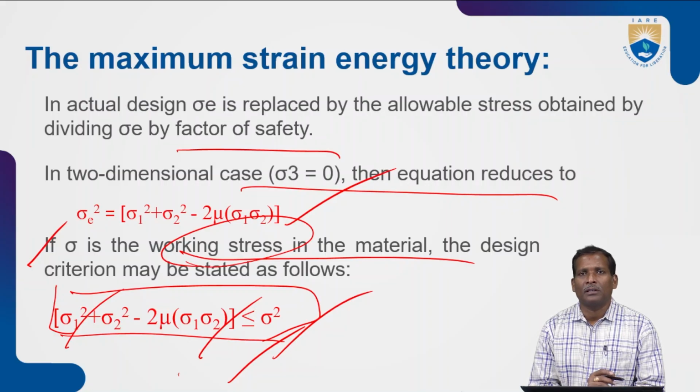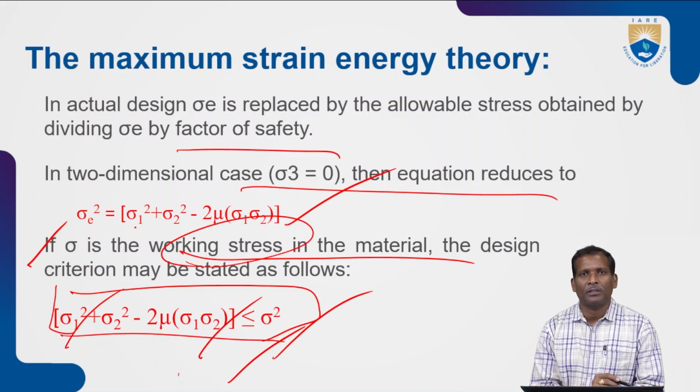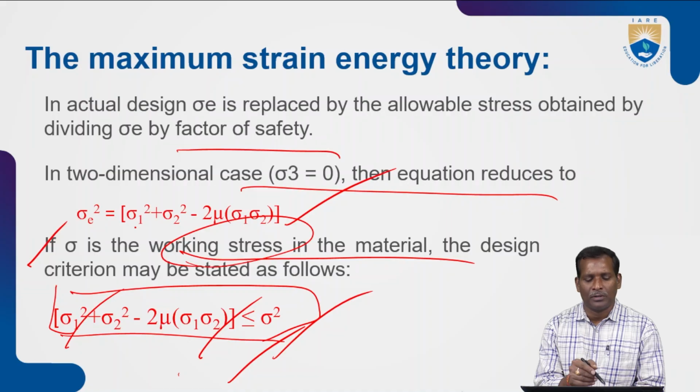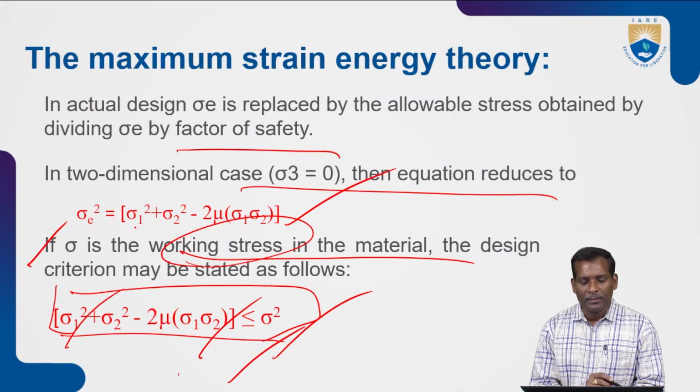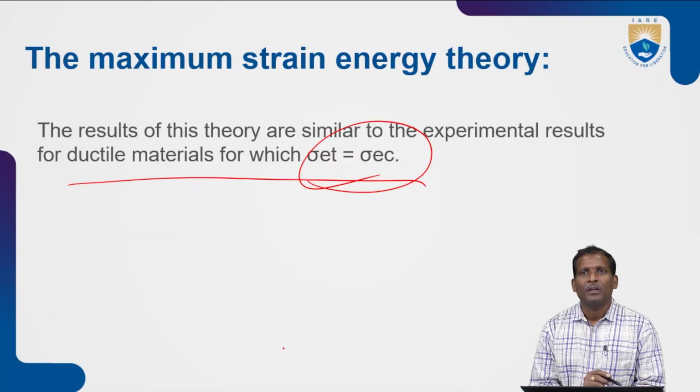So in the two-dimensional case, if sigma 3 is 0, the equation reduces to sigma E square is equal to sigma 1 square plus sigma 2 square minus 2 mu sigma 1 sigma 2. So already we have discussed. And then the working stress in the material, that is safe design. The condition is sigma 1 square plus sigma 2 square minus 2 mu sigma 1 sigma 2 less than or equal to sigma square. So we have discussed.